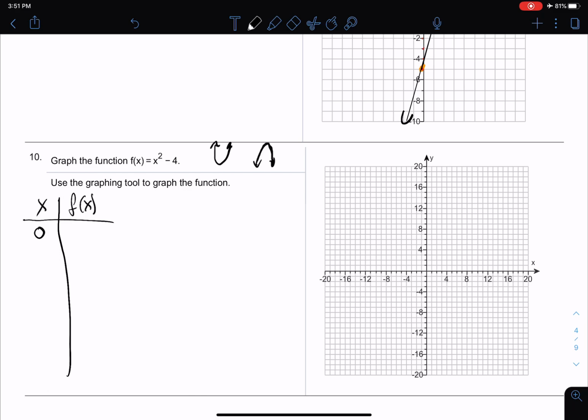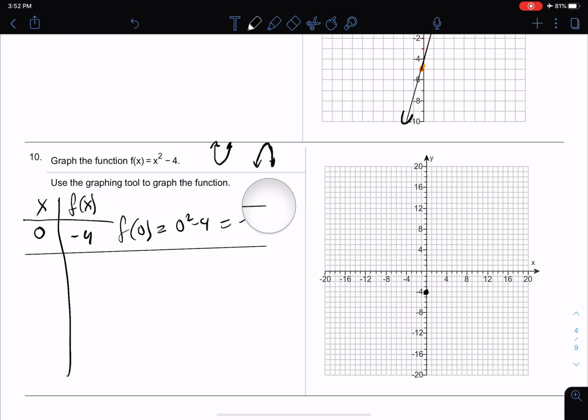How about that easy point right there? So I'm going to put in a 0. That just means 0 squared minus 4 is just going to give me a -4. So there's 1 point right there, right? So -4 is right here. I don't know if that's the vertex or not. I do know it's a vertex because I know something about these graphs. But let's say we just don't know if it's a vertex or not. So we plot another point.